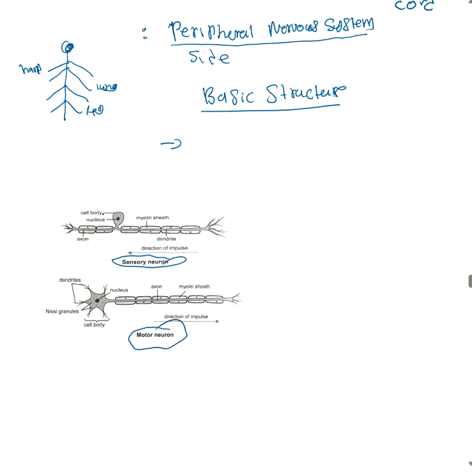The neuron has this center, and this center we call the cell body. Within the cell body, there is a nucleus, this black dot. This black dot is a nucleus. And we know the nucleus is the controlling center and also contains the genetic material of that cell.